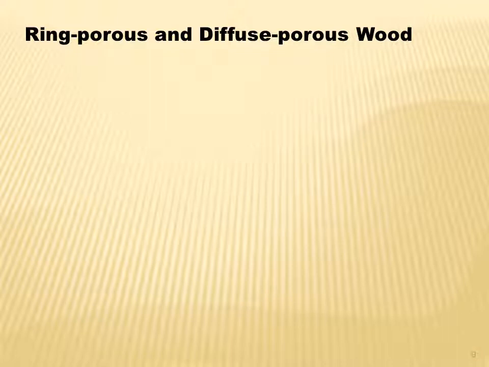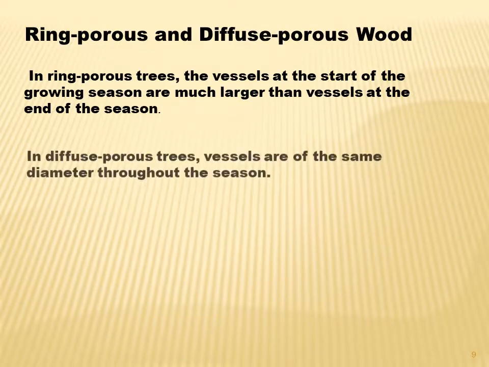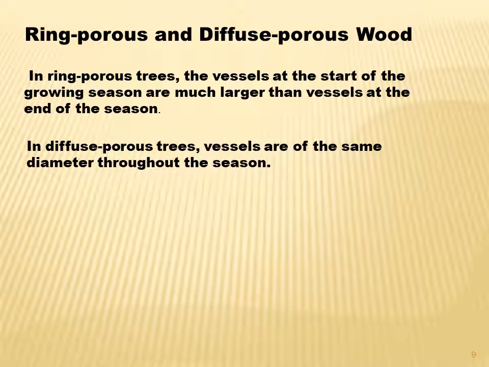Ring porous and diffuse porous wood. In ring porous trees or wood, the vessels at the start of the growing season are much larger than vessels at the end of the season. It means in the ring porous wood, the vessels do not remain the same in diameter throughout the year. But in diffuse porous trees or wood, vessels are of the same diameter throughout the season.